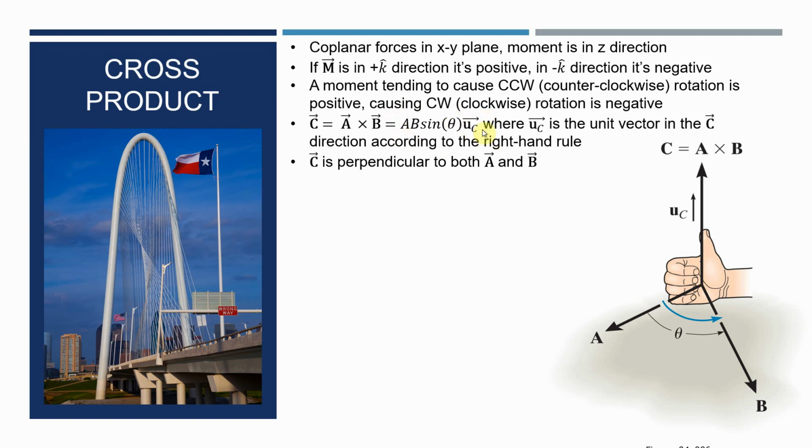Then UC is given by the right-hand rule. It's a unit vector in the C direction. But sometimes we can't tell what that vector is easily. We've got to use the full mathematical component formulas for finding the cross product. And last thing, the result, the C vector, is perpendicular to both A and B.